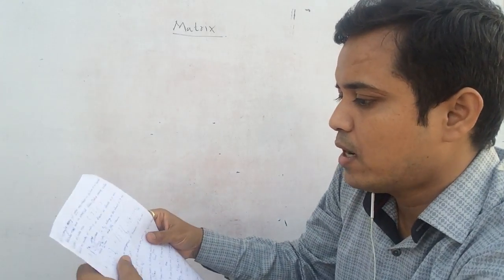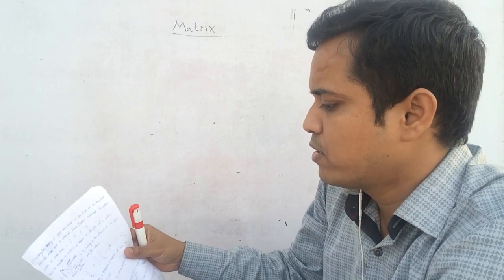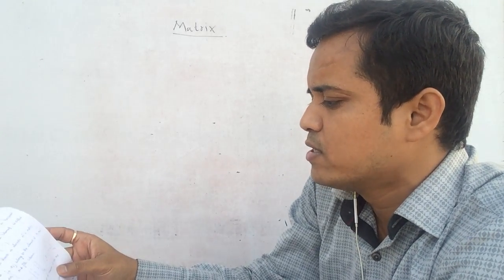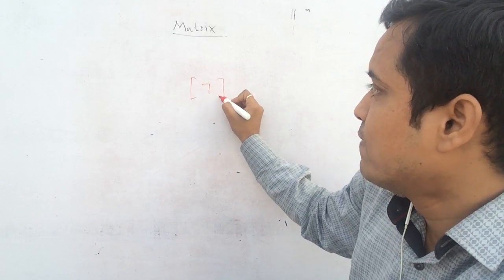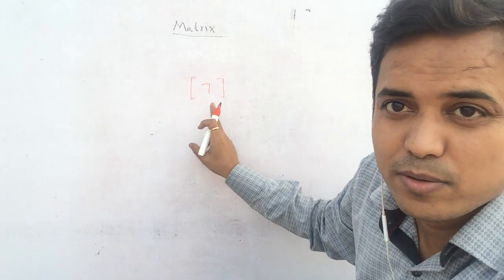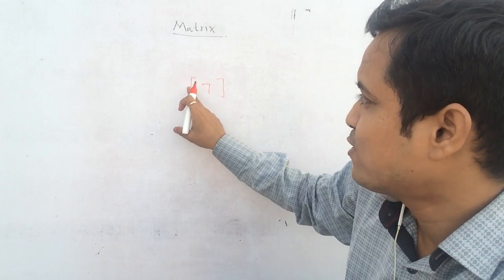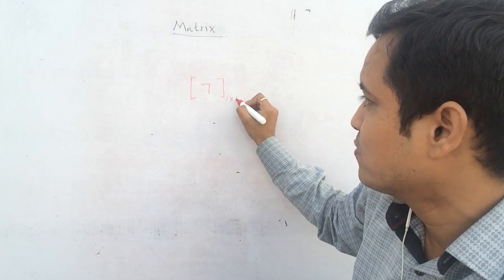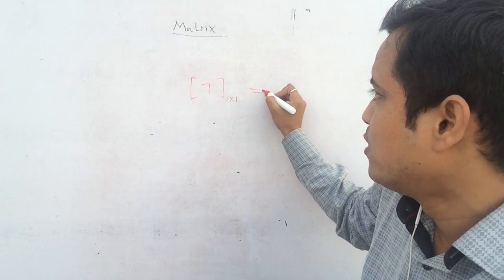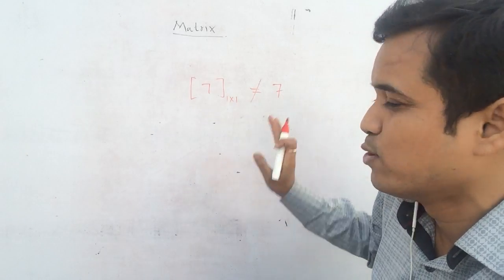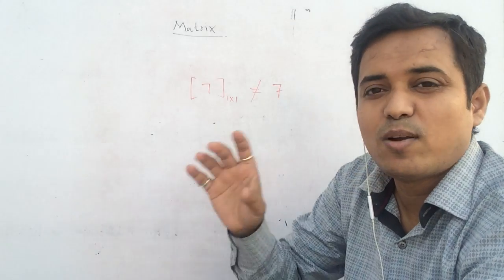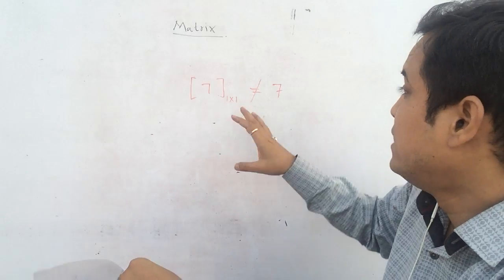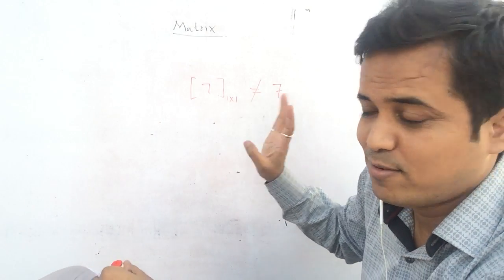Now moving on, note that a matrix is only an arrangement of numbers. It has no definite value. So if it is a matrix, can you find the order of this matrix? It has only one row and one column, so its order is 1 cross 1. It doesn't mean that it is equal to 7. You have to note that a matrix is only the arrangement of numbers. It has no definite value. Keep it in mind.